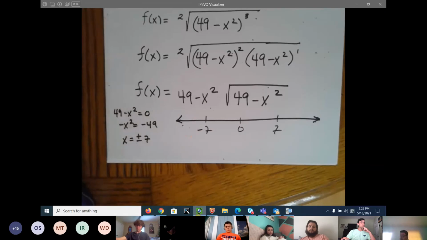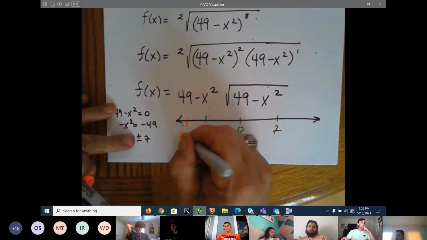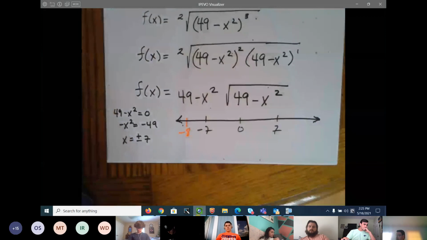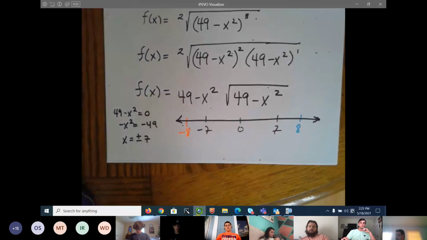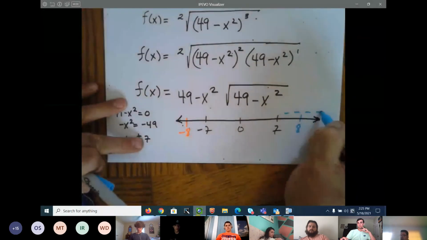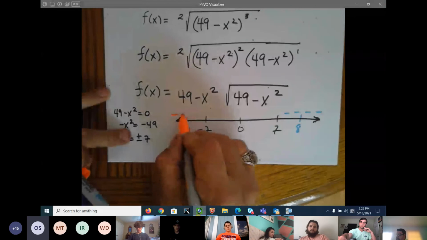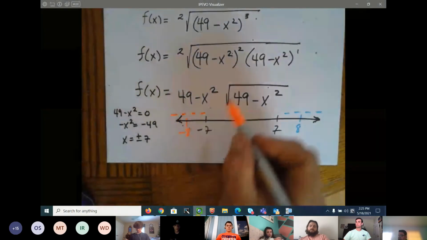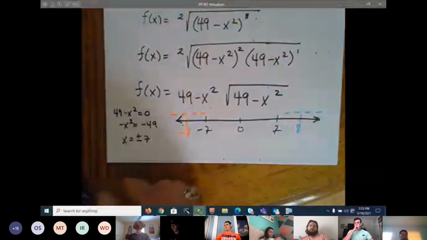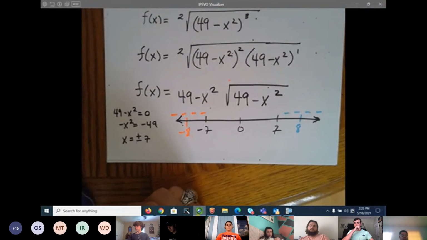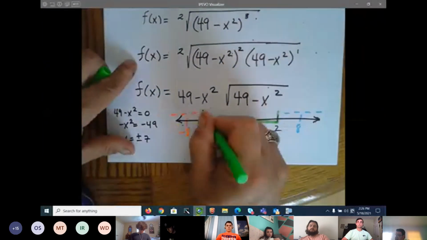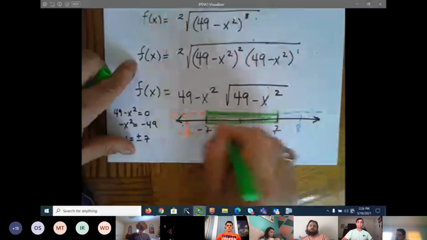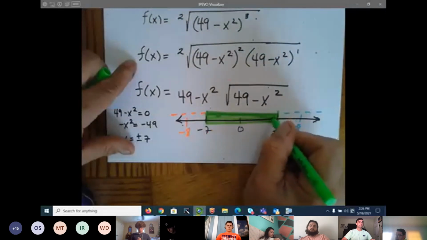So negative 8 is right here, and positive 8 is right here. And what happens when you plug in negative 8 and positive 8? You get negatives. And you can't have a negative under a square root or a 4th root or a 6th root. So that just leaves this area right here, which is equal to positive and negative 7 as far as the domain.